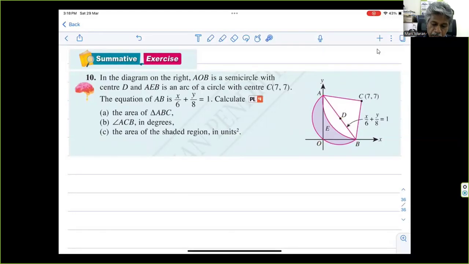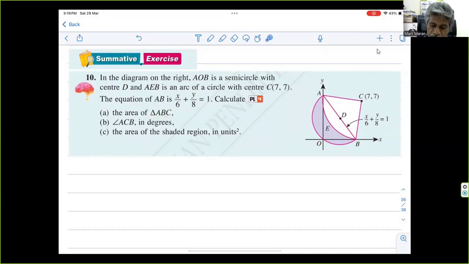Okay. And AEB is an arc of a circle with center C. Coordinate of center is given 7, 7. So where is AEB? AEB is here. So this is an arc with center C. Coordinate is given 7, 7. The equation of line AB is x over 6 plus y over 8 equal to 1. So you are given the equation of the straight line joining point A to B. That equation is given. You're asked to calculate what is the area of triangle ABC.